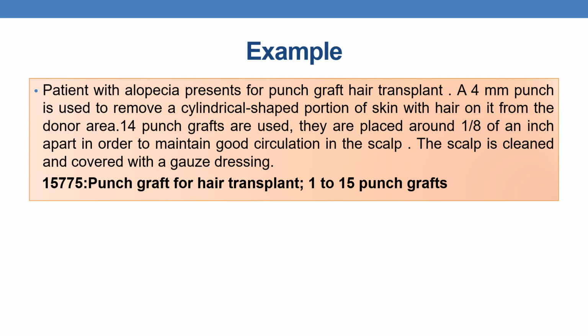Now let us see an example. A patient with alopecia presents for punch graft hair transplant. A 4 mm punch is used to remove cylindrical shaped portion of the skin with hair on it from a donor area. 14 punch grafts are used in total. They are placed around 1/8 of an inch apart in order to maintain good circulation in the scalp. The scalp is cleaned and covered with gauze dressing.